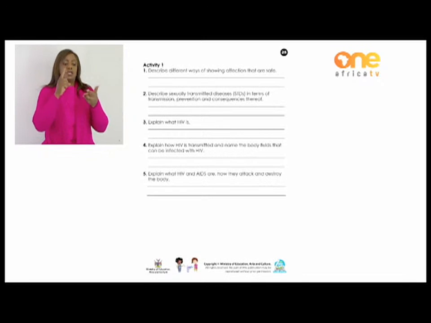Number 2, describe sexually transmitted diseases, or STDs, in terms of transmission, prevention, and then the consequences thereof. And then number 3 says, explain what HIV is. The second last question says, explain how HIV is transmitted, and then name the body fluids that can be infected with HIV. And then the last one says, explain what HIV and AIDS are, how they attack and then destroy the body. So I'm hoping that all of us will be able to answer these questions.